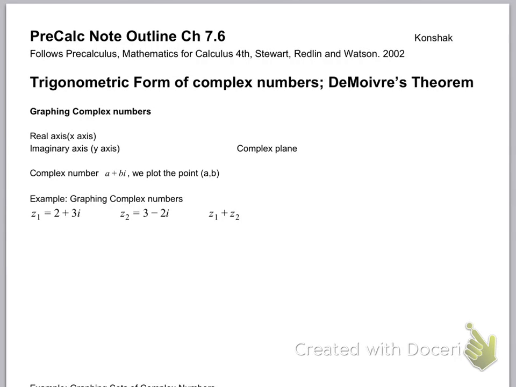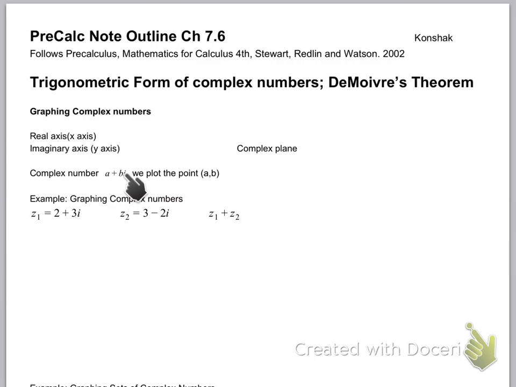Precalc, chapter 7.6. Guys, this first part, super easy. We're talking about complex numbers again. So complex numbers, you guys should remember, a complex number is a plus bi. We have that in the middle of all of this. A plus bi, that's a complex number.